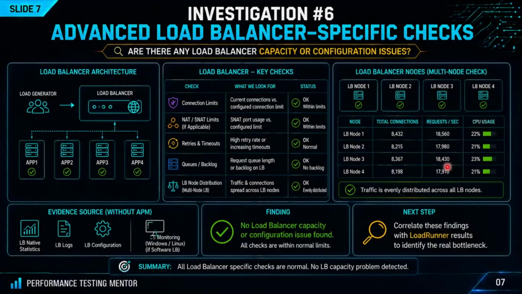The exact check depends on the load balancer product and the architecture. Without APM, I can get this information from the load balancer's native statistics, logs, and configuration. If it's a software load balancer, I can use relevant Windows or Linux monitoring. In our scenario, none of these checks show a load balancer capacity problem. So now it's time to correlate these findings with the LoadRunner results.